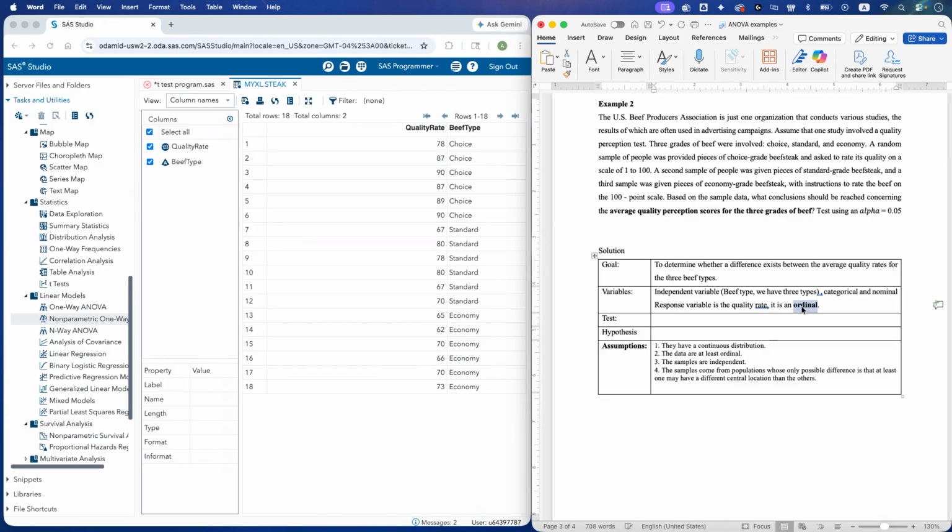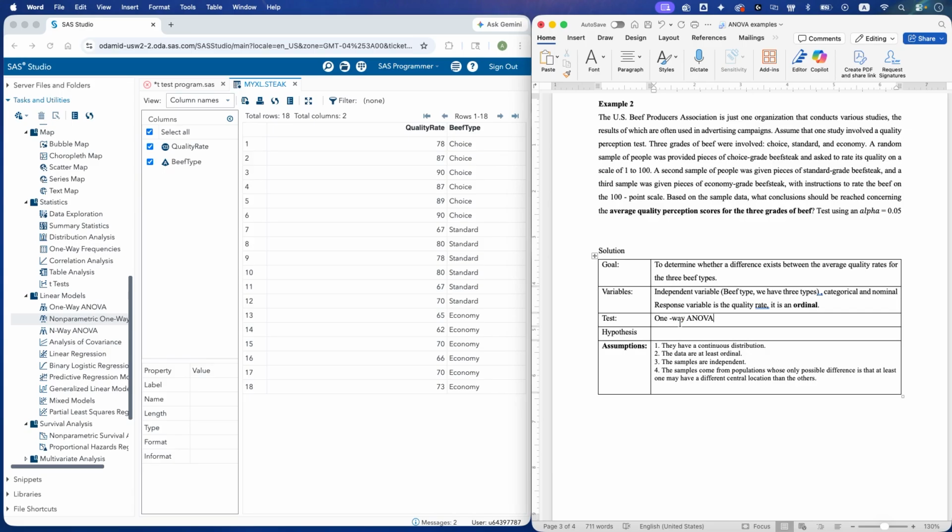This is important. Now, because we are studying whether the variation of the quality rate is influenced by the beef type, and we have three beef types, three categories, not two, and the independent variable contains three types, then we may think about ANOVA. So at the beginning, we may think about one-way ANOVA.